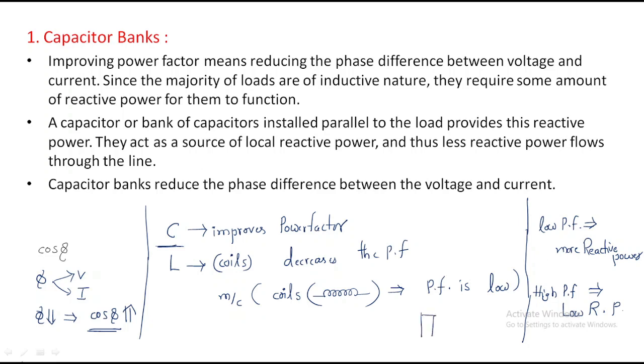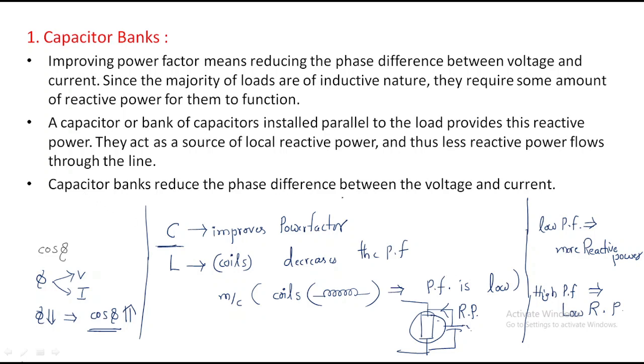So generally we have some load. This load is connected in parallel with a capacitor. And if it is an inductive load, the required reactive power is supplied to the load by this capacitor. Okay. They act as a source of local reactive power. So these act as a source of reactive power, and less reactive power flows through the line.